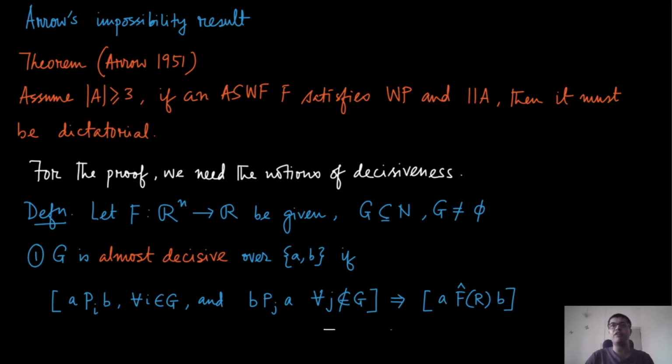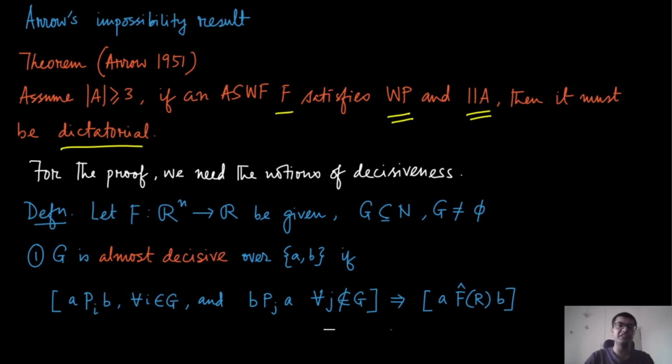So if in F of R, A is above B, it should not happen that B comes above A in F of R prime, right? So that is one of the requirements of IIA. So with these 2 properties, Arrow's impossibility result says that you cannot have any social welfare function other than the dictatorship. That is the impossibility result. So in this module, we are going to prove this result.